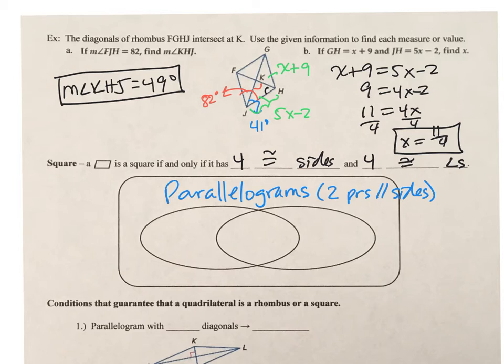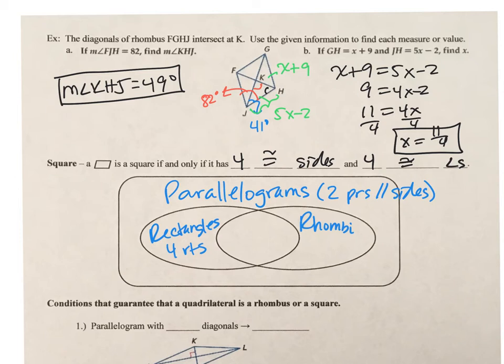The first one we talked about was rectangles. Now, you'll notice that this rectangle oval is completely contained in the parallelogram shape because every rectangle is a parallelogram. So rectangles, as you recall, are parallelograms that have 4 right angles, okay? Another special parallelogram was a rhombus, okay? So I'm going to write rhombi. By the way, rhombi is plural for rhombus. So 1 rhombus, 2 or more rhombi.